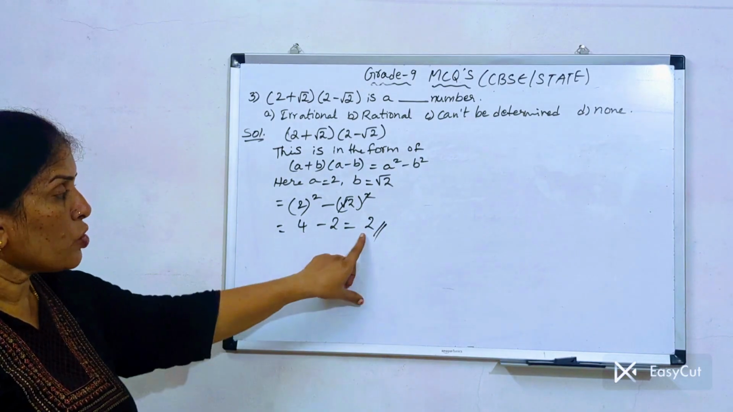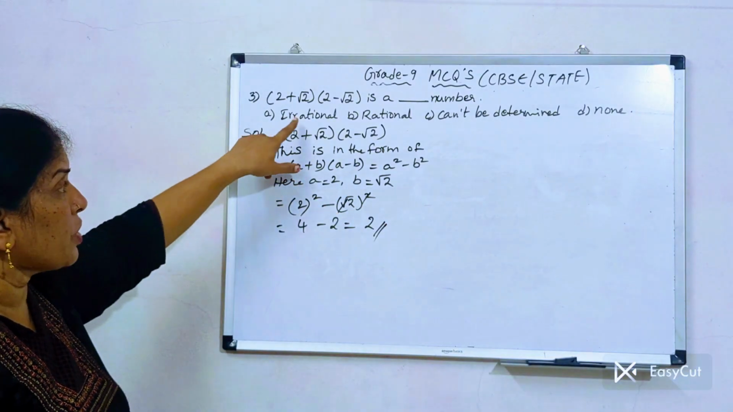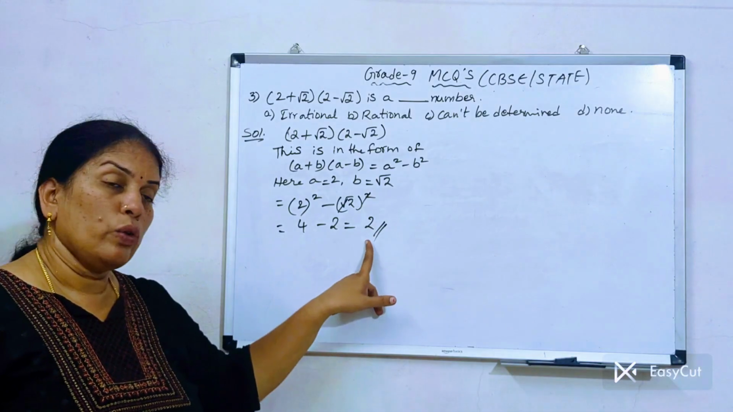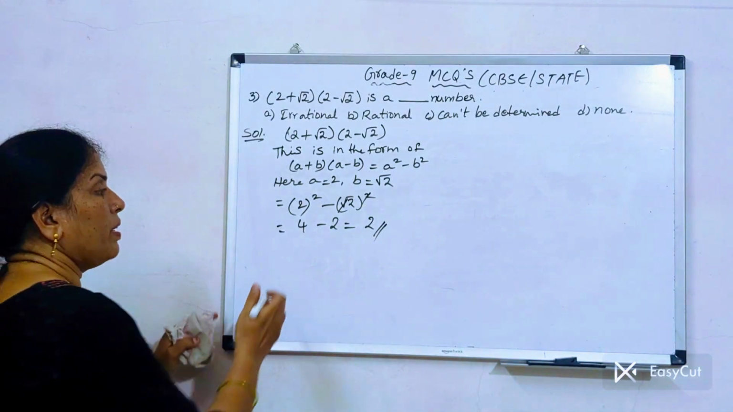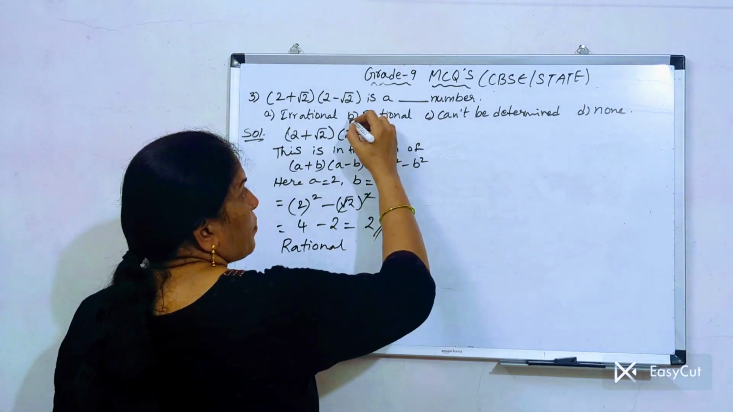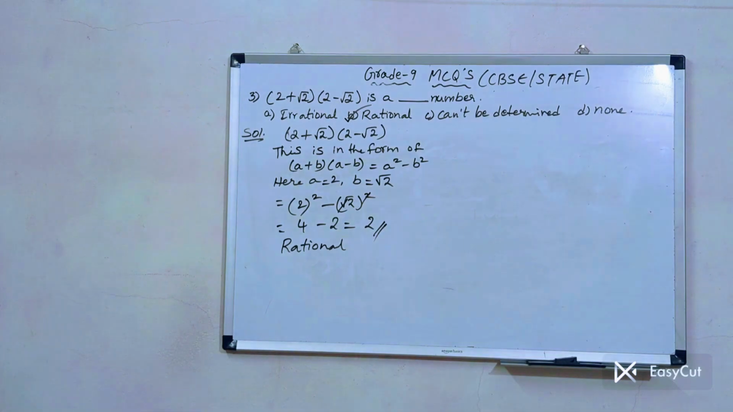See here, is 2 a rational number or irrational number or any other number? They gave options: irrational, rational, can't be determined, none. 2 is a rational number. So, option B is correct. Okay, we will go to the next question.